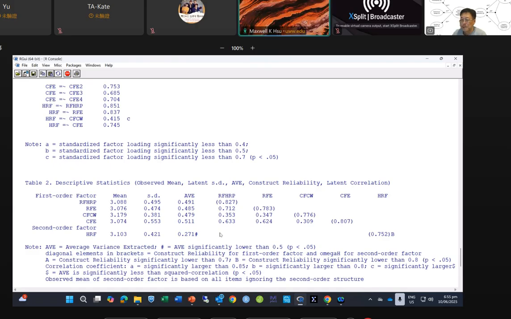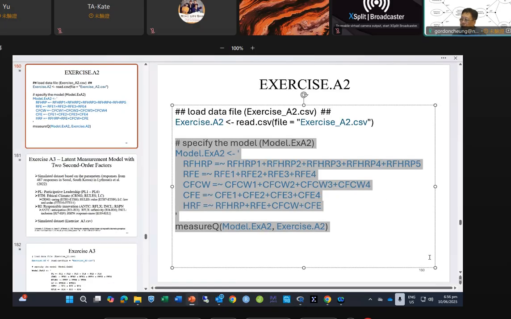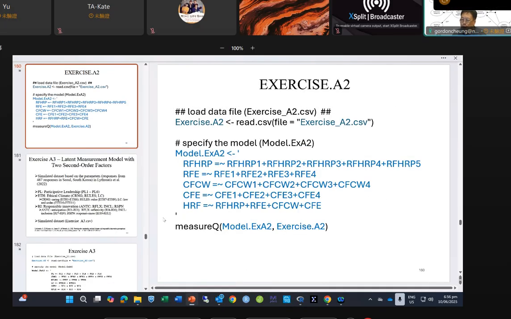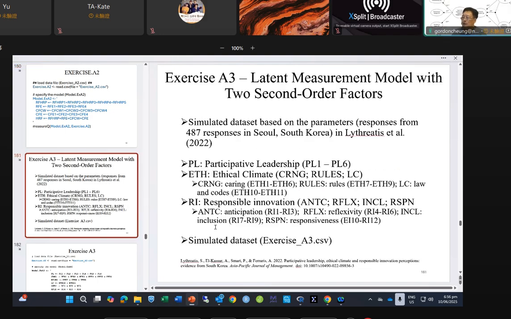Now, do you like Measure Q? Because it's so easy to test a different model. That's great. I just changed the model and then I got the results. And then in summary, the Measure Q is for measurement, not for the SEM. Once we pass through the Measure Q, we still have to conduct the traditional SEM in order to test the hypothesis, right? Correct.